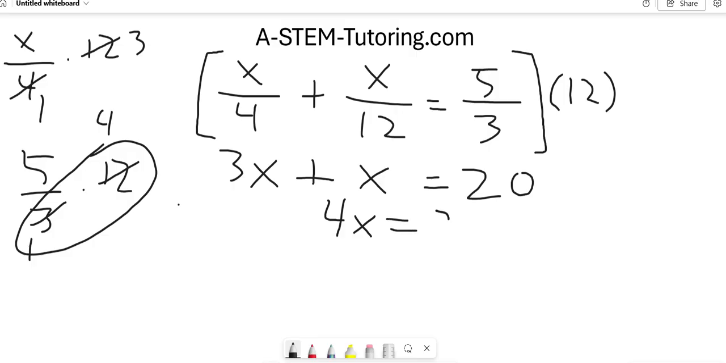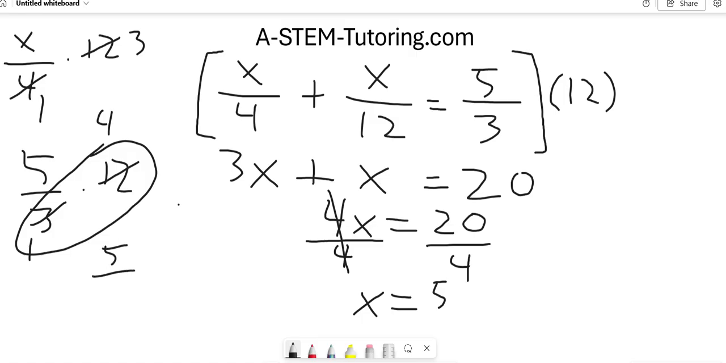equals 20. Now we can simply divide both sides by the coefficient of x. Divide by 4. Divide by 4 on the right as well. Over here, the 4's cancel. And we have x equals 20 divided by 4 is 5. Now let's verify our answer.